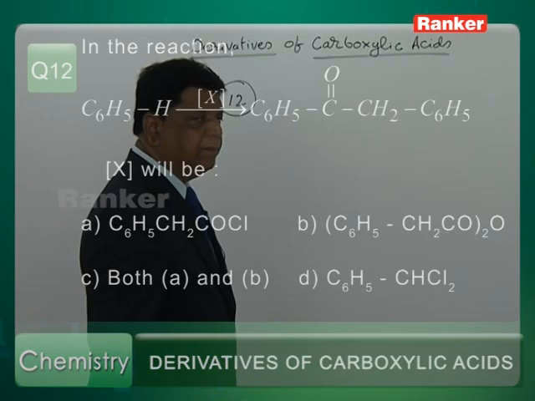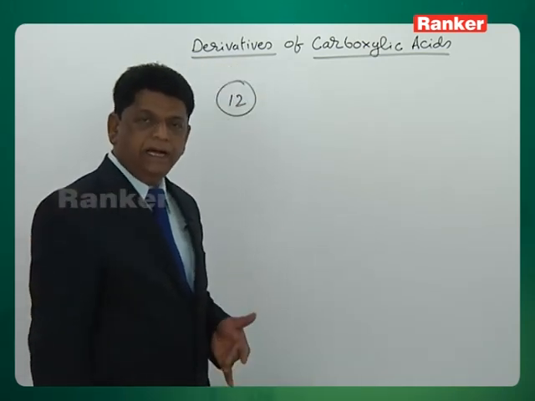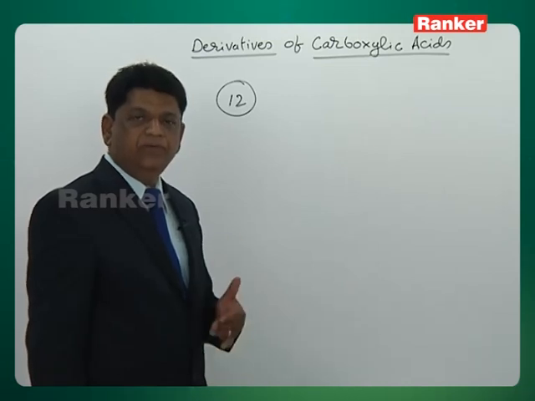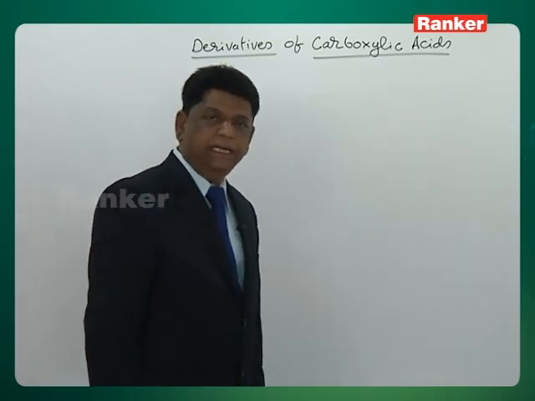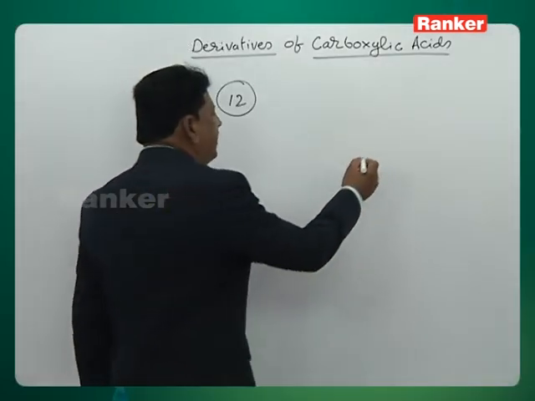For acylation, the best acylating reagent is acid chloride, then anhydrides, then esters and the amides. So the first two happen to be the best acylating agents, acid chlorides as well as acid anhydrides. Options given here are phenyl acetyl chloride and phenyl acetic acid anhydride, and both A and B are the answer. The last one is a dichloro compound, that is benzal chloride, which is not the correct answer. A and B is the right answer, that is answer C.